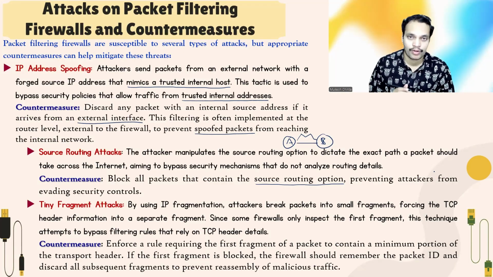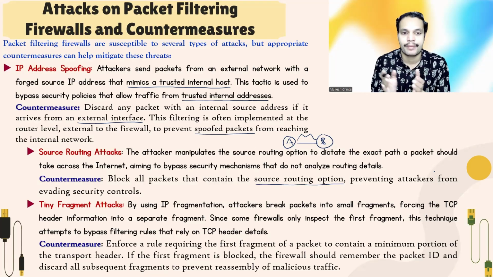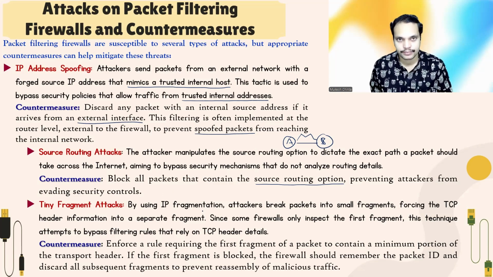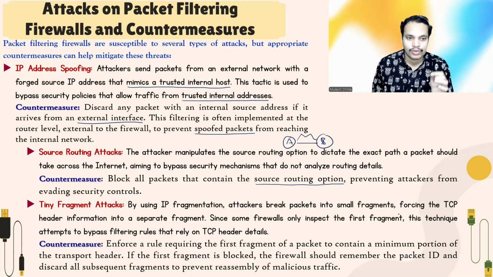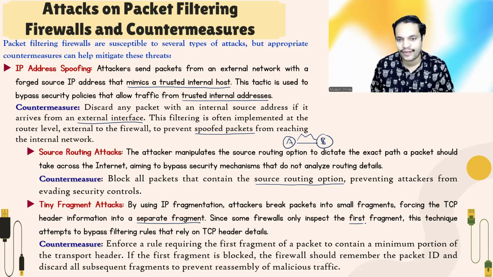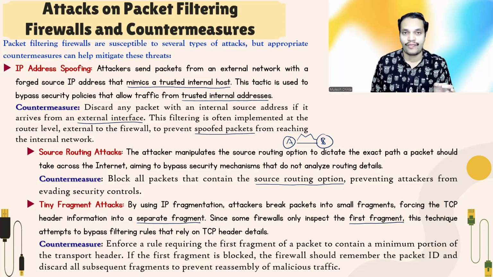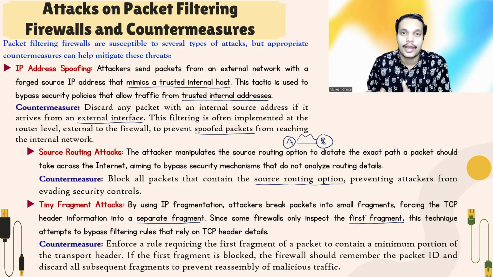Another attack, which is also commonly found on packet filtering firewalls, is the tiny fragment attack. There is the concept of IP fragmentation and reassembly. By using this, the attackers break the packets into small fragments. By doing so, they force the TCP header information into a separate fragment. Why do they do it? Some firewalls only inspect the first fragment of a packet, and if it is okay, they will allow all the fragments that are part of that particular packet. So it attempts to bypass filtering rules that rely on TCP header details. By hiding the TCP header in a separate fragment, the rule based on the TCP header information cannot be applied. The firewall only inspects the first fragment, and if it allows it, all the fragments corresponding to that particular packet are allowed to enter the network.